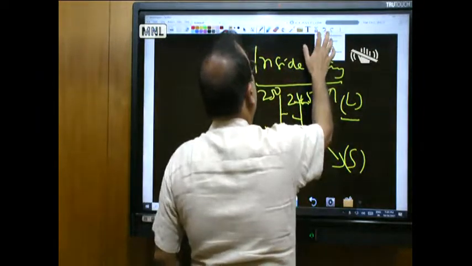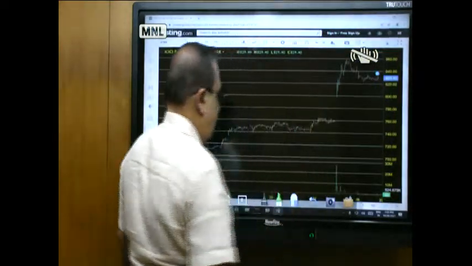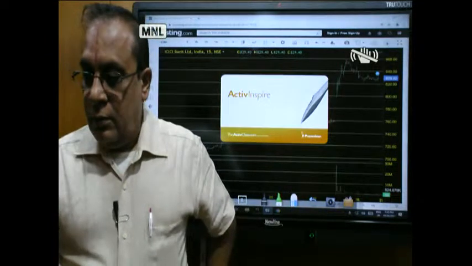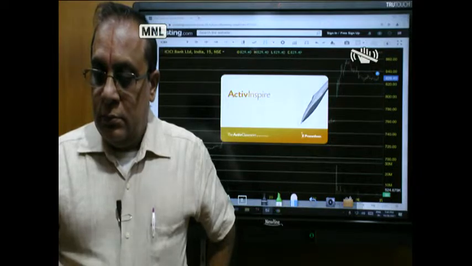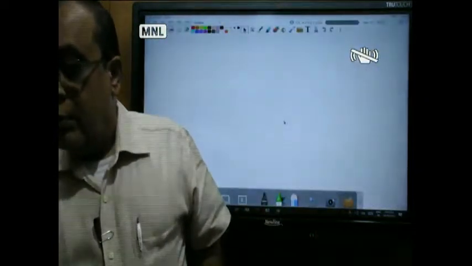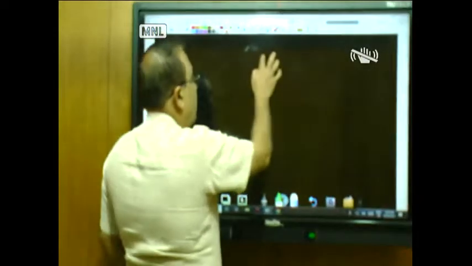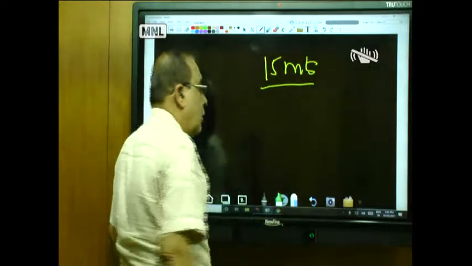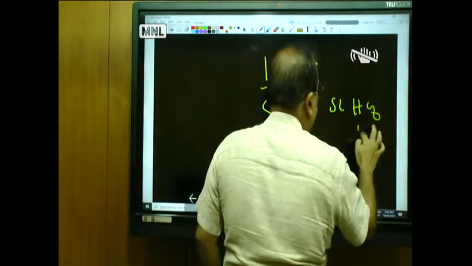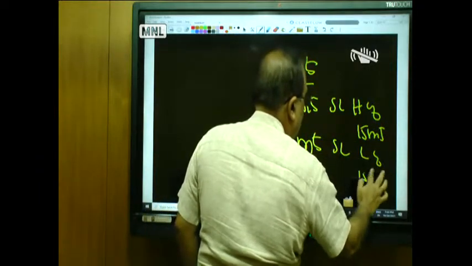So first wait for the first 15 minutes. Either you trade below the first 15 minutes on the short side, with stop loss at the high of the first 15 minutes, or trade above the first 15 minutes high, with stop loss at the low of the 15 minutes.